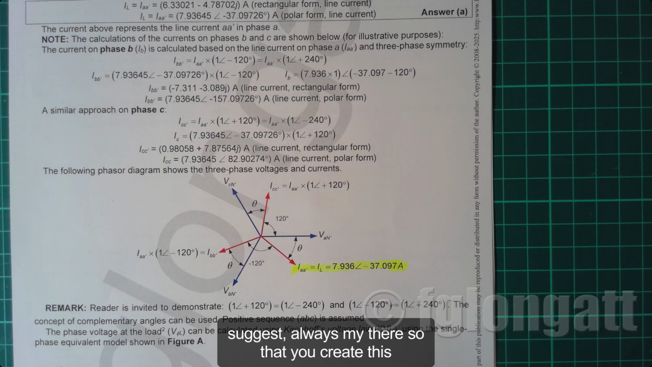I highly suggest always, my dear students, that you create this representation. This representation is the phasor diagram. Phasor diagrams will make your life easy. They will allow you to see graphically the possible solution, and that will make your life extremely easy.